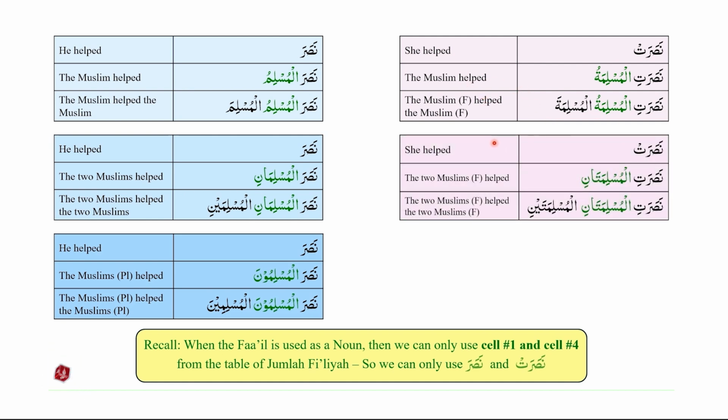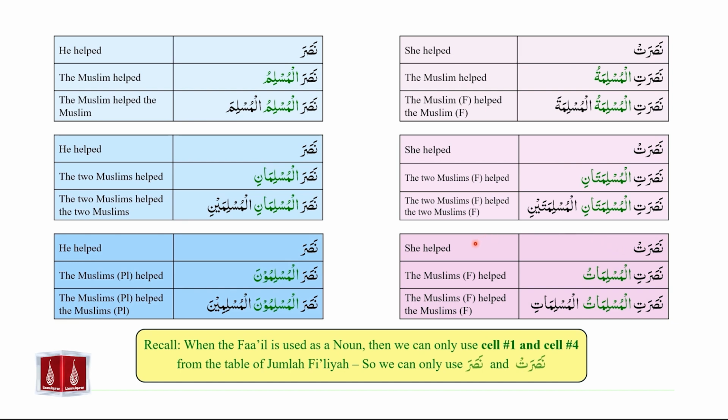Nasarat, she helped. Nasaratil Muslimatani. Once again, notice the ani ending sound. The two Muslims helped. Nasaratil Muslimatanil Muslimataini. Now we have the ani and the aini distinction here. The two Muslims helped the two Muslims.